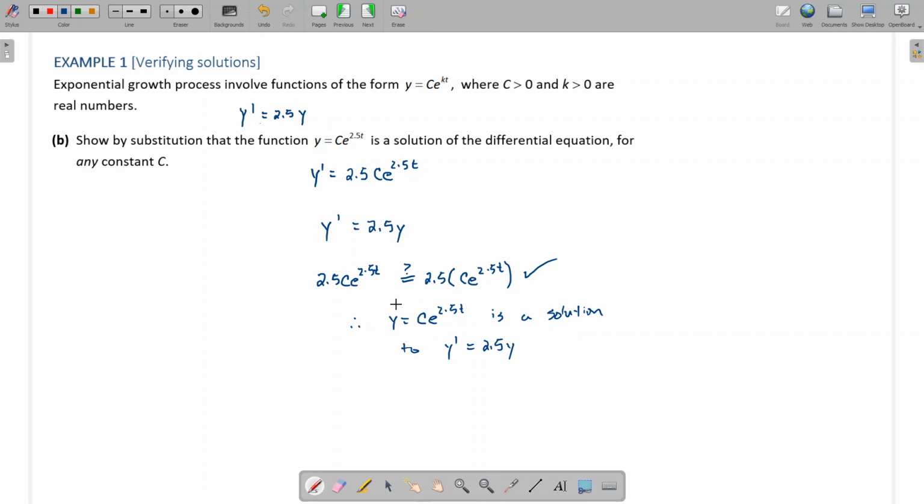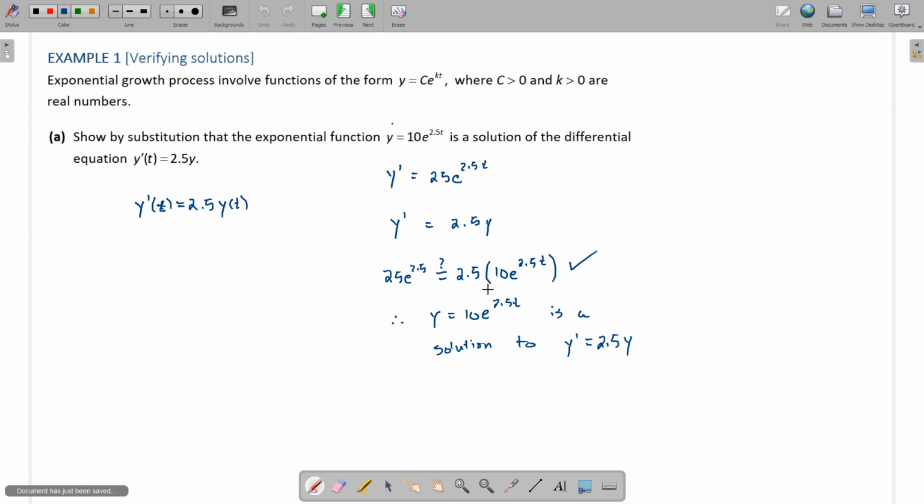So what this illustrates is that a given differential equation could have infinitely many solutions. Every solution, we can put any constant we want in for c, and that is a solution to this differential equation. So the term for that is what we will call a general solution. Whereas in the previous one, this was a particular solution.